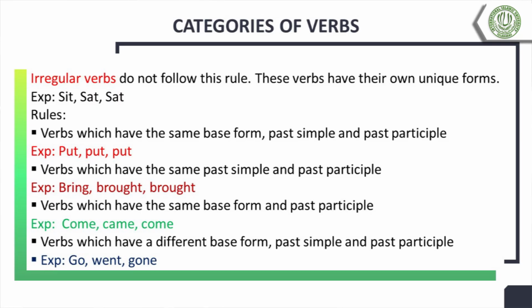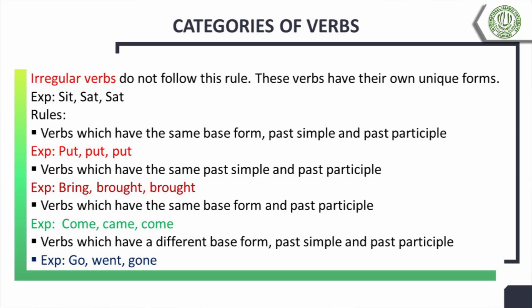Another rule for irregular verbs is verbs which have the same past simple and past participle. For example, bring, brought, brought. Here the root verb bring is different from the past and past participle. The third rule of irregular verbs is verbs which have the same base form and past participle, like the first form and the past participle are same: come, came, come.